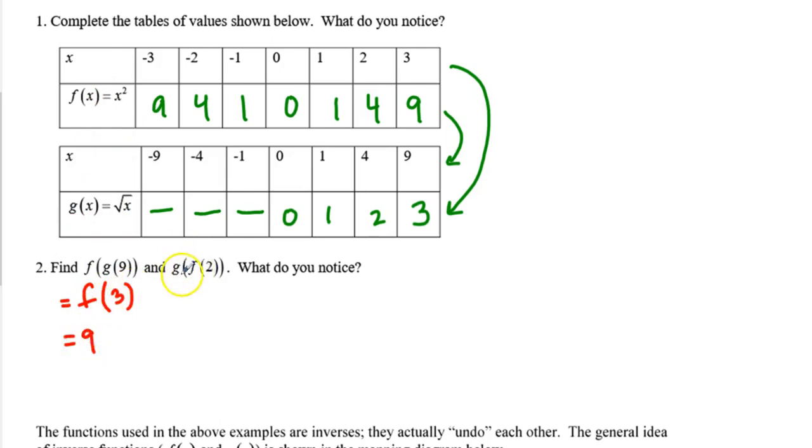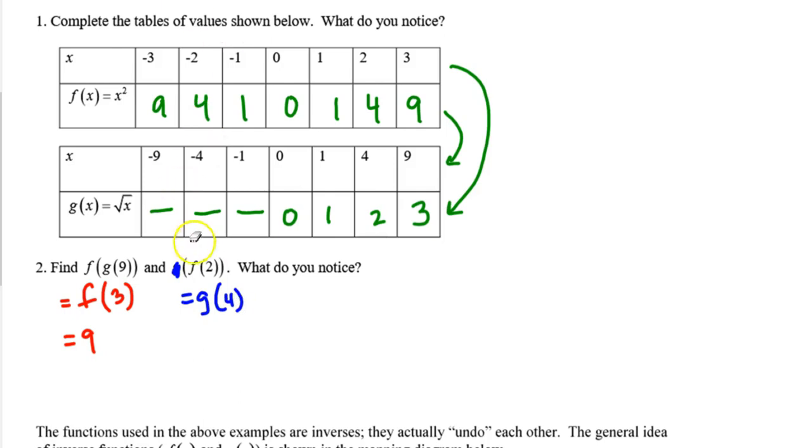I want you to do something similar here with g of f of 2. Take a moment, try to figure it out, and then play the recording when you're ready. Okay, so hopefully you thought about this. You ignored the g for now. Just pretend it's not there. f of 2. Well, the f function says square it. So we've got 4. And now we're going to do g of 4.